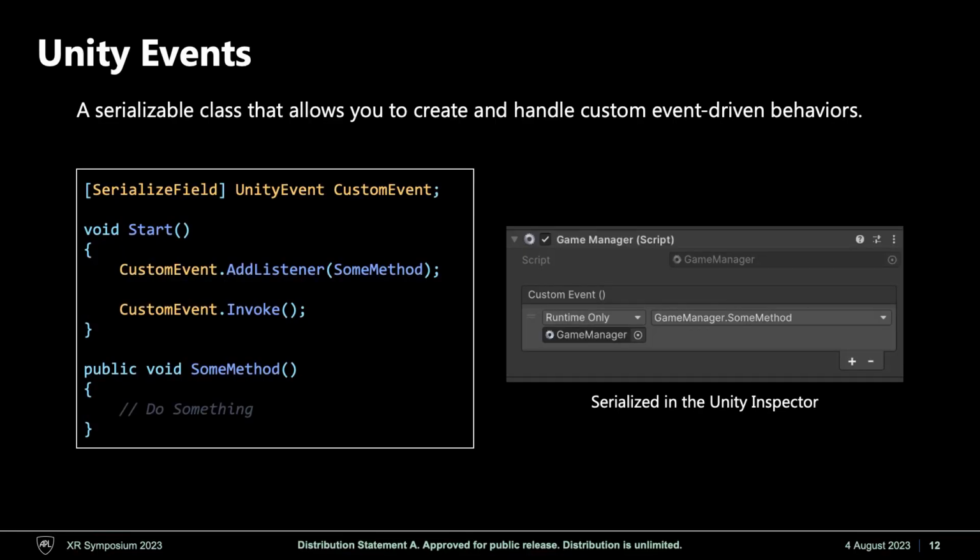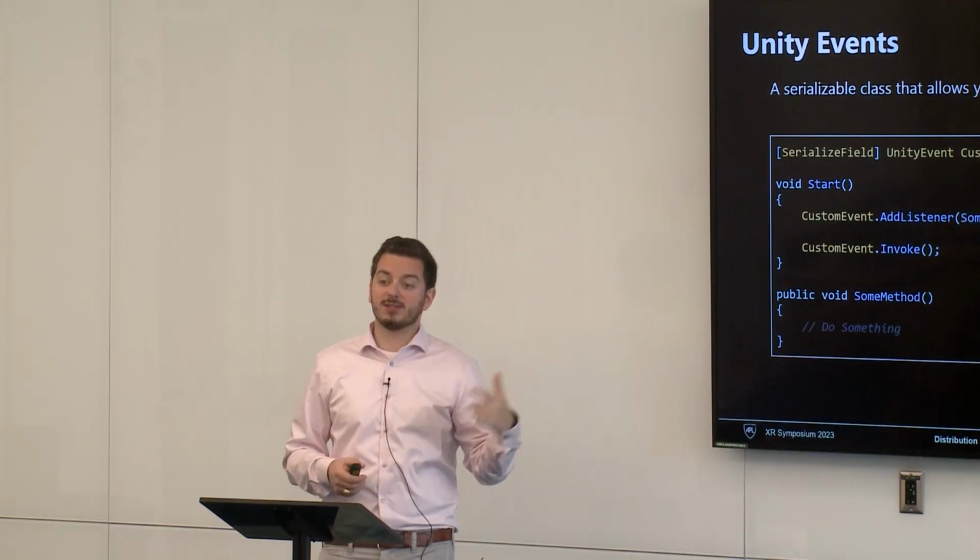So here's actually the code that makes that work. On the left side, we have a serialized field instead of making it public, just to make it show up in the inspector. And then if you want to add something to it, instead of populating it in the inspector, you can say custom event.addListener, and some method from anywhere that knows of that event, you can have it just listen to it.